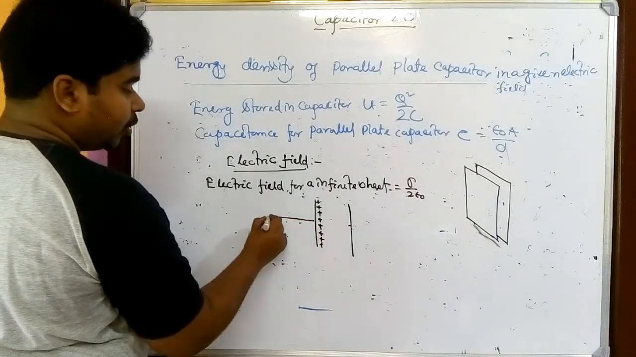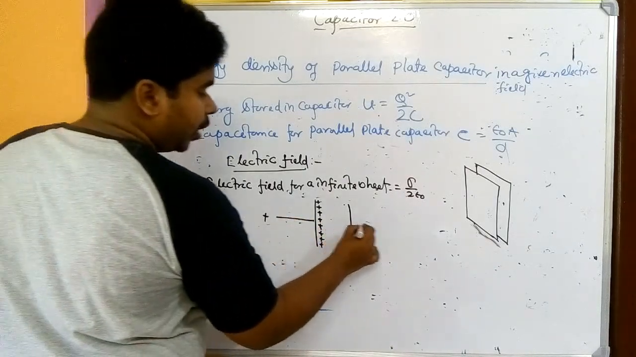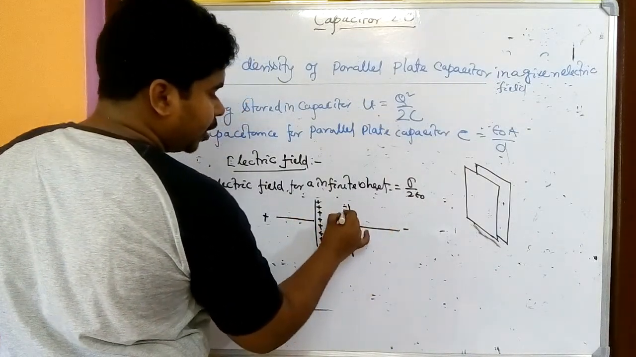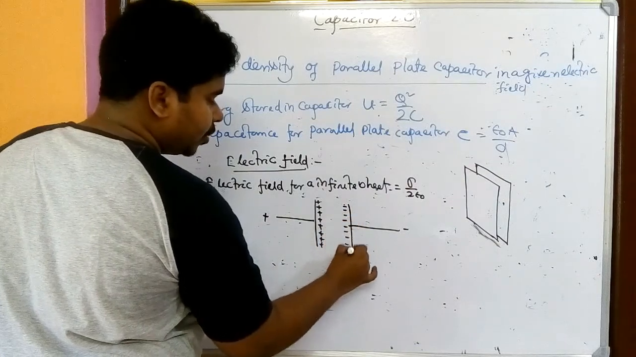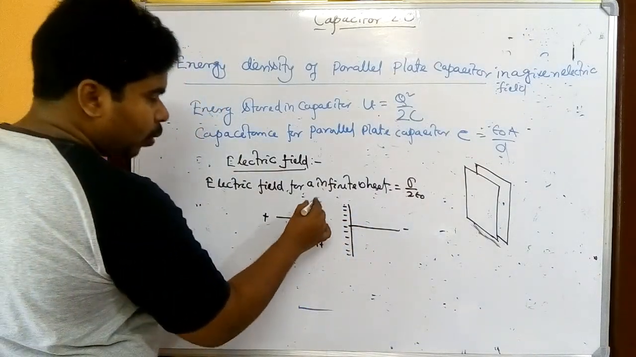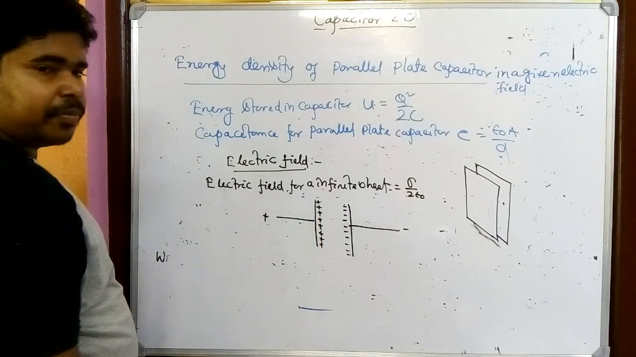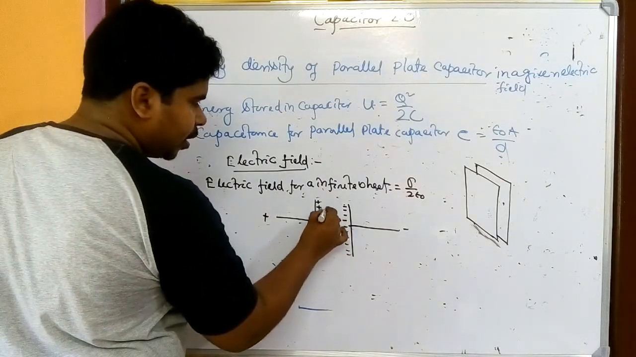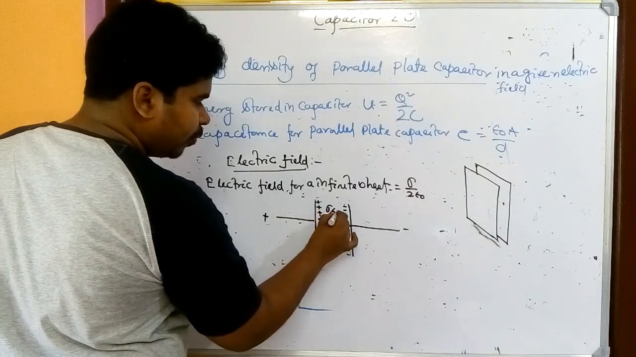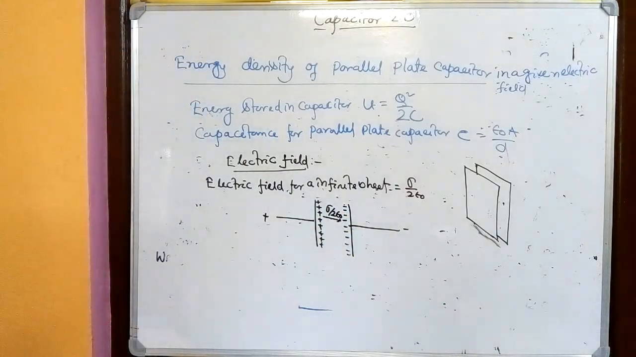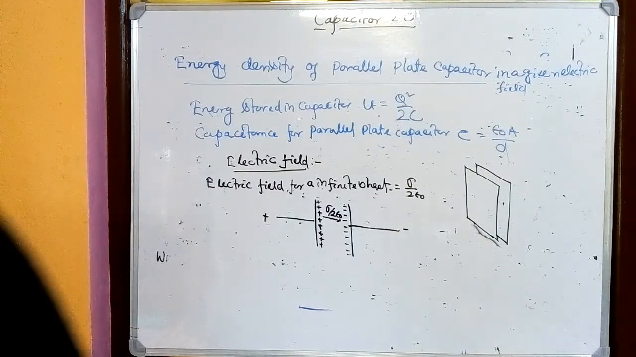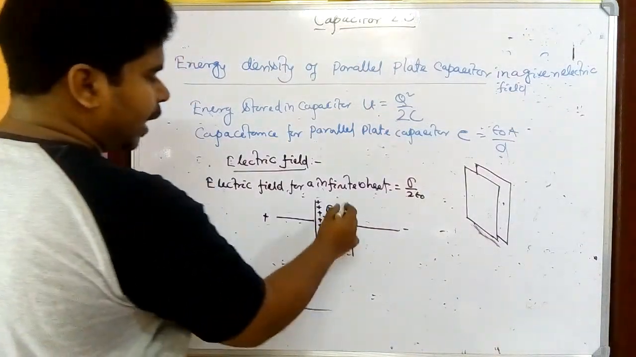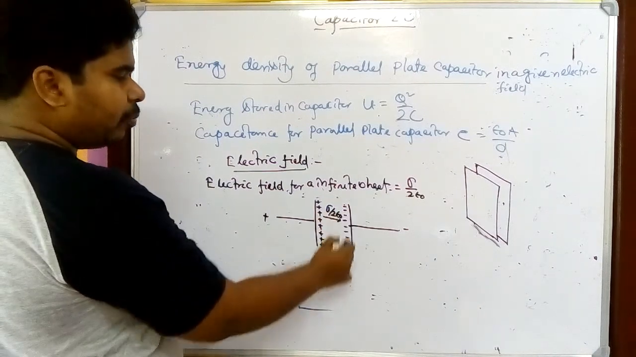If it is connected to the positive terminal, and if it is connected to the negative terminal, here it is minus charge. So if I am talking about only the positive plate, here we have seen the electric field is acting in this direction, that is sigma by 2 epsilon naught. And here for the other plate, you see another plate is there.